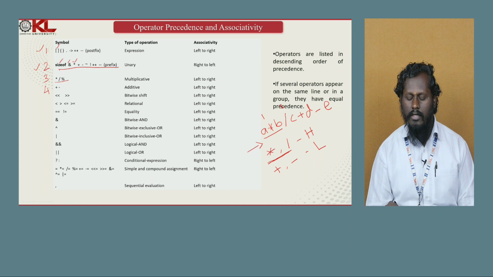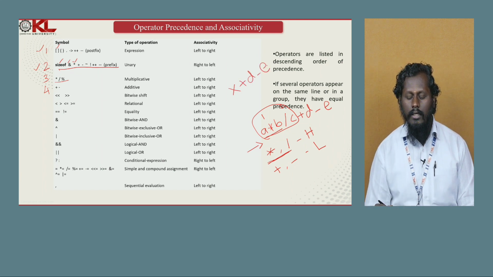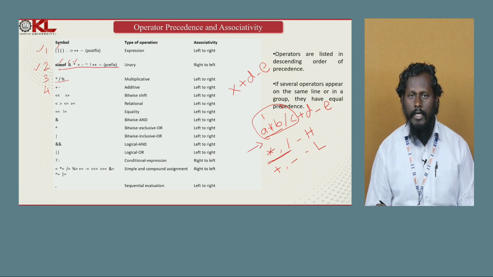Once you have completed this, we get some answer, let us assume X. Now plus D minus E. A into B divided by C, let us assume the answer is X. So X plus D minus E. Now there are only two symbols, plus and minus. Plus and minus have the same priority.